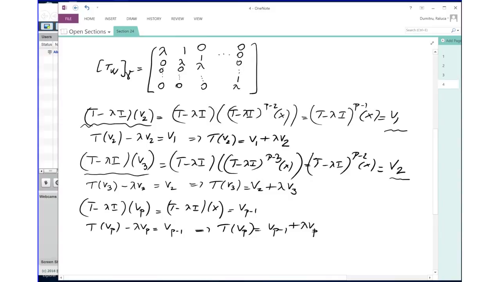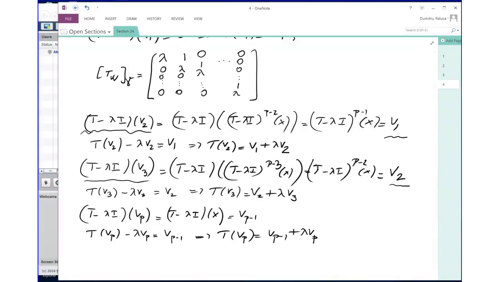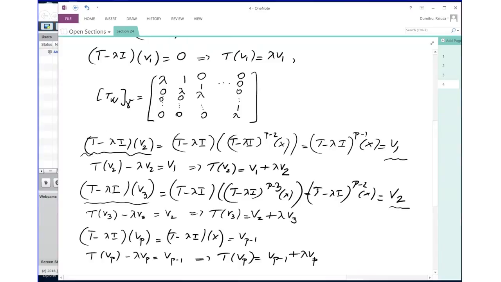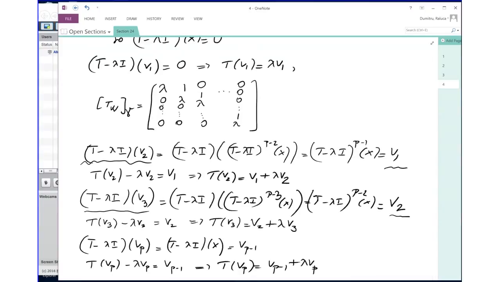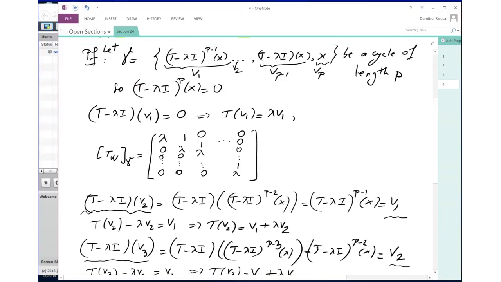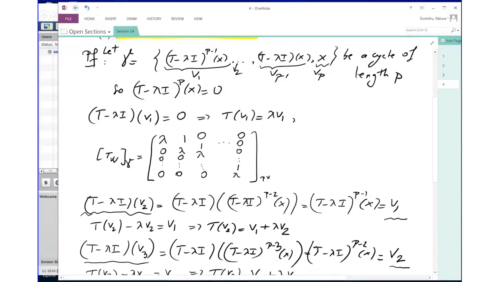Zero, zero, zero, 1, lambda. Exactly a Jordan block, right? So every cycle that you get in that will create a block like this on the diagonal. Okay? What size of a block? Well, this is a p by p block. It's the size of the cycle that creates it.